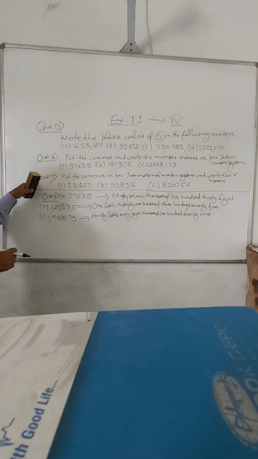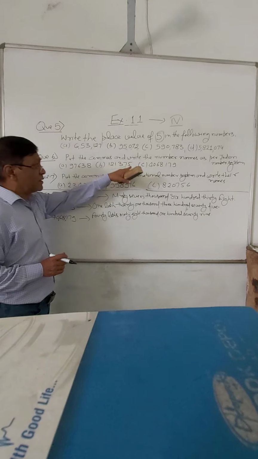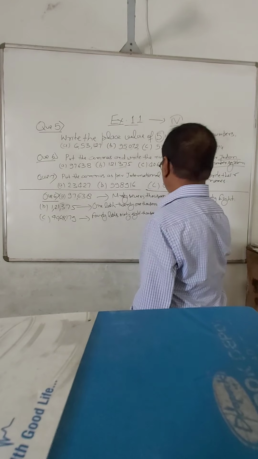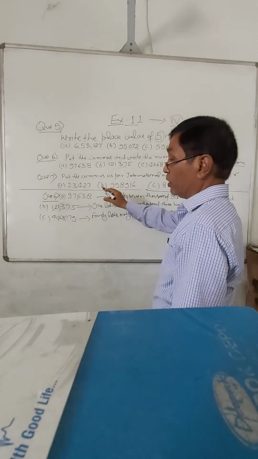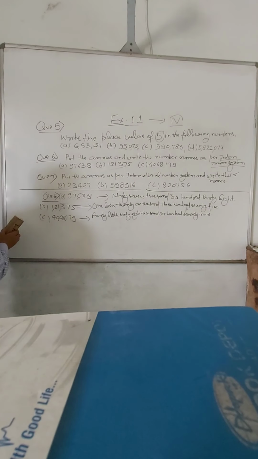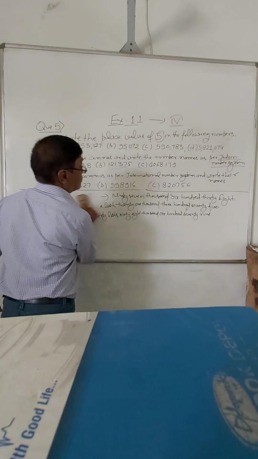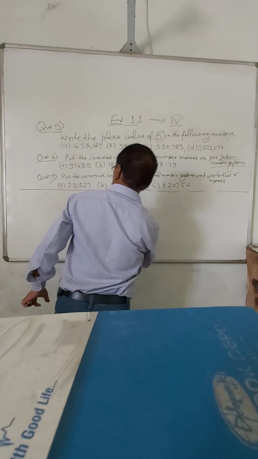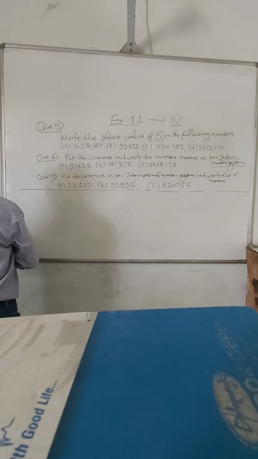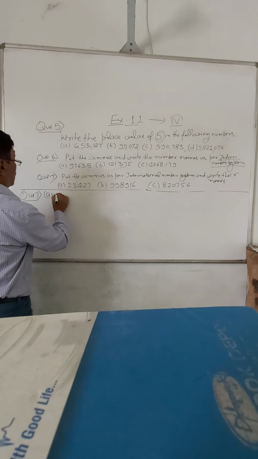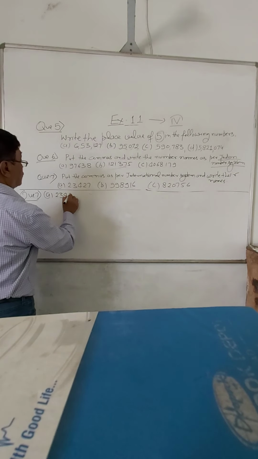Now see, the same way as you were doing question number 6, only the difference is there. There it was the Indian system, and in this question, the same way, you put the comma according to the international system, and after that you write their names. So see question number 7, A: 2, 3, 4, 2, 7.